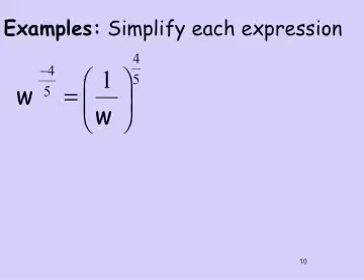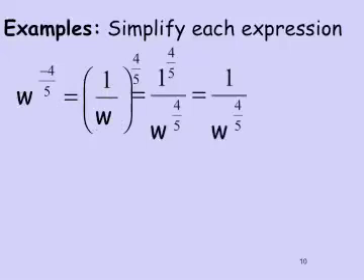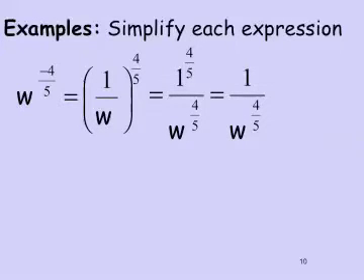In this example, we have w to the negative 4/5, and just like a previous example, we need to take care of the negative first. Then we can rewrite it as 1 to the 4/5 over w to the 4/5, and obviously 1 to any power or root is going to be 1. Now, we need to rationalize the denominator. W to the 4/5 is a fractional exponent, which suggests that it's a radical.